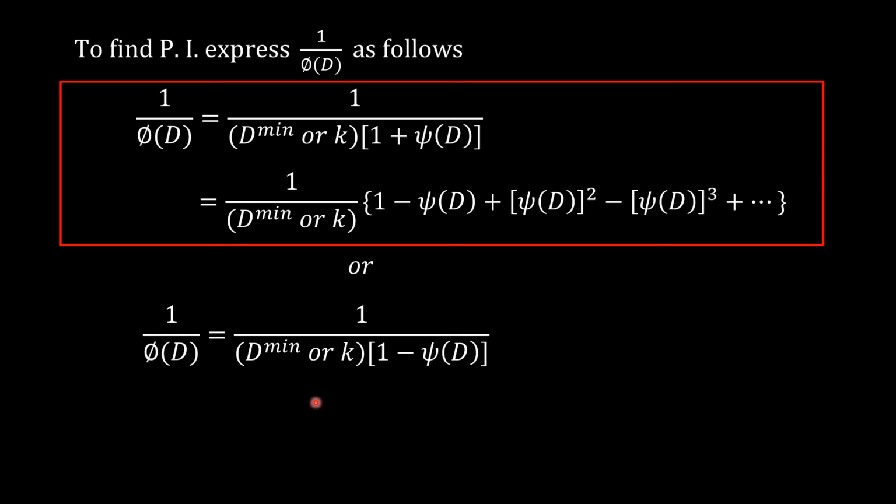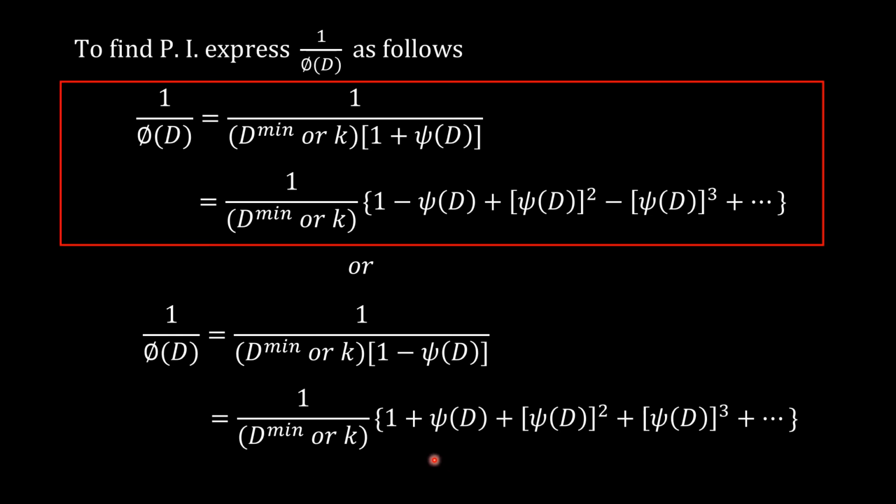Depending upon whether phi of D contains a constant term or not, we have to take the minimum power of D common, or the constant term common, so as to express our phi of D in the form 1 minus psi of D. So use the formula for 1 upon 1 minus psi of D, which gives us 1 upon D with minimum power, or the constant term k, into the expansion for 1 upon 1 minus psi of D, which is 1 plus psi of D plus psi of D squared plus psi of D cubed plus so on.